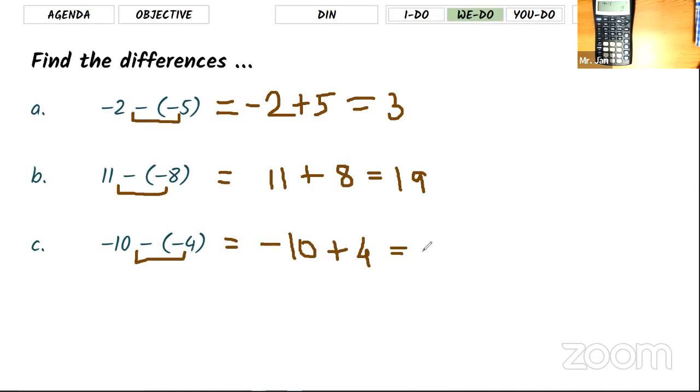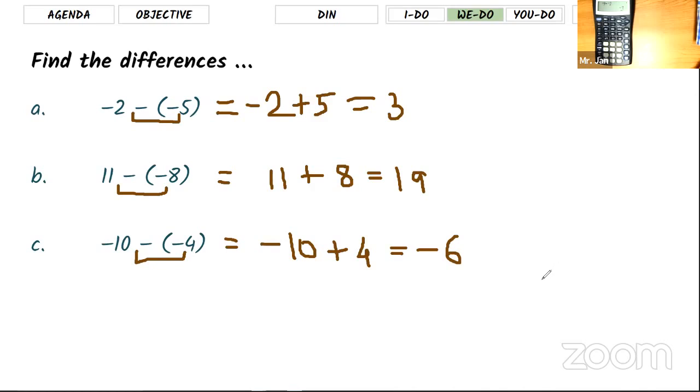Are you sure? So think about it: you borrowed $10 from your friend and you gave back $4. How many dollars do you owe? 6. Yes, thank you. So owing means it's a -6. Let me confirm this. Thank you so much. Yes, I saw your responses in the chat box. Yes, it is -6.